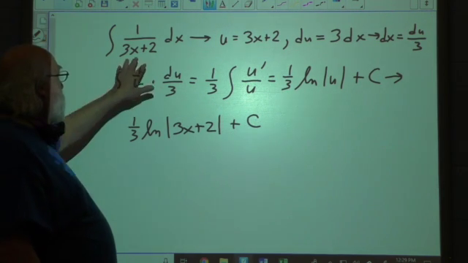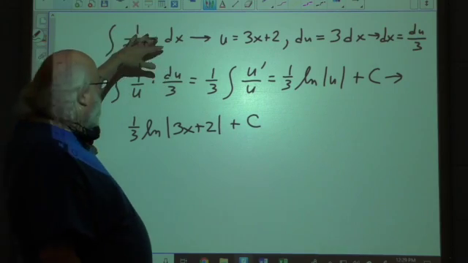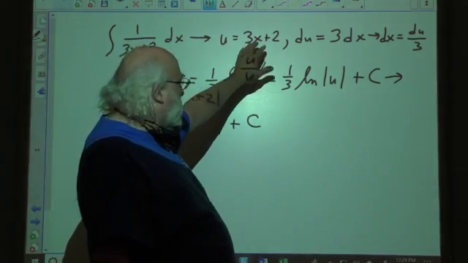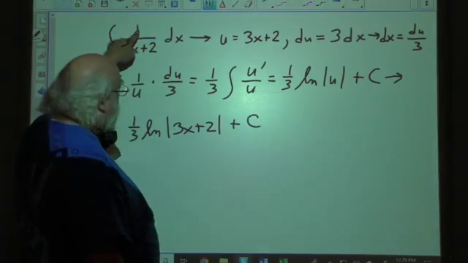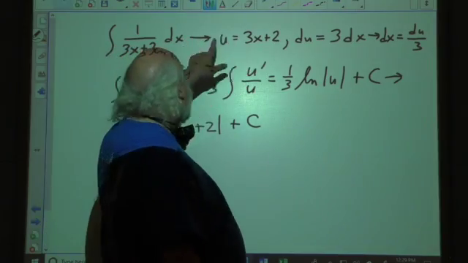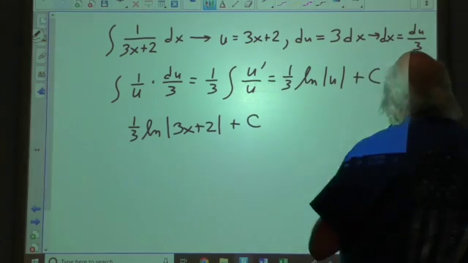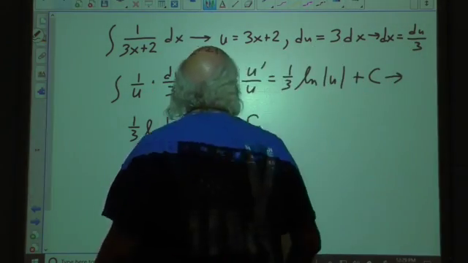Next one, same kind of deal. We're going to make 3x plus 2 my u. But all I have on top is dx. But if I take the derivative of 3x plus 2, I get 3 dx. And I have 1 dx on top, so I need to define dx, or 1 dx in this case, as du over 3 when I divide both sides by 3.